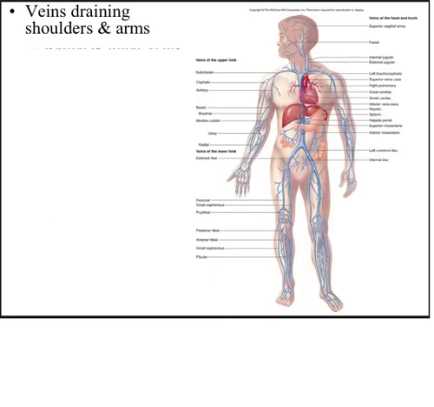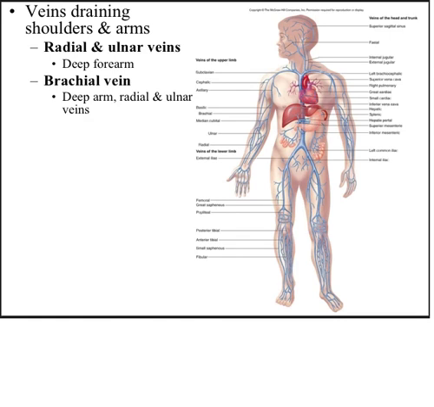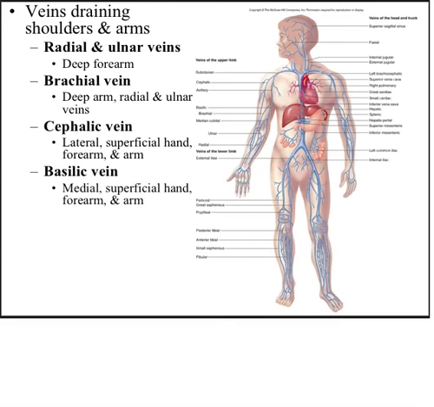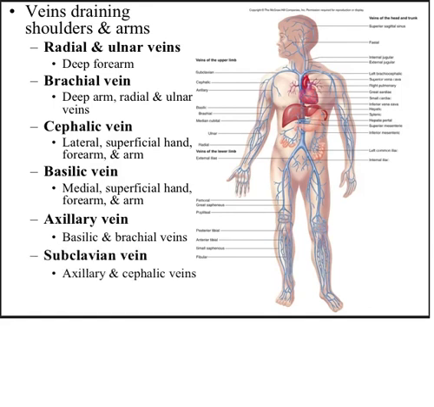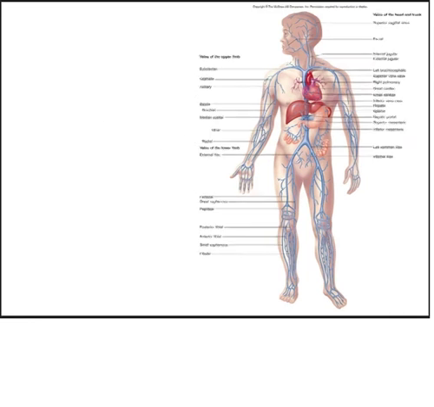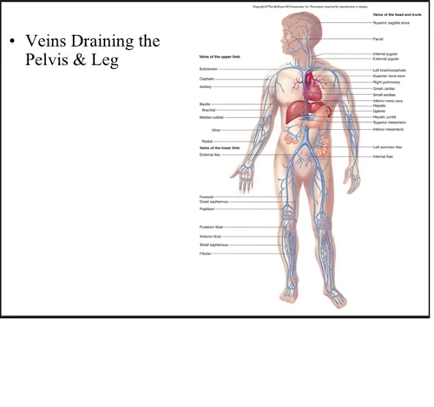The veins that drain the shoulders and the arms include the radial and ulnar veins that drain the deep forearm, the brachial vein, which drains the deep arm and the radial and ulnar veins, the cephalic vein, which drains the lateral superficial hand, forearm, and arm, and the basilic vein, which drains the medial superficial hand, forearm, and arm, the axillary, which drains the basilic and the brachial veins, and the subclavian, which drains the axillary and cephalic veins.